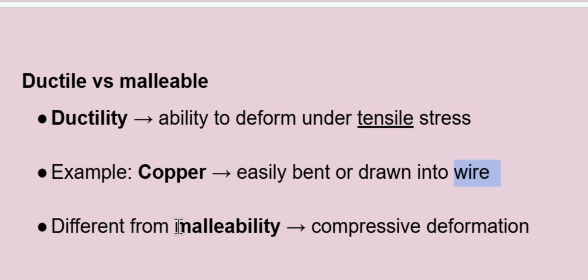Okay, then we have malleability, right? So be careful that they're kind of similar, but they're actually different, kind of the opposite. Malleable is the ability to deform under compressive stress. So soft metals like silver and gold, one of the reasons why they're so valuable, they're so popular for jewelry, is because you can beat them into shape, right? With a hammer or different tools, you can compress them and they'll change their shape, but they won't break, they won't snap, right?